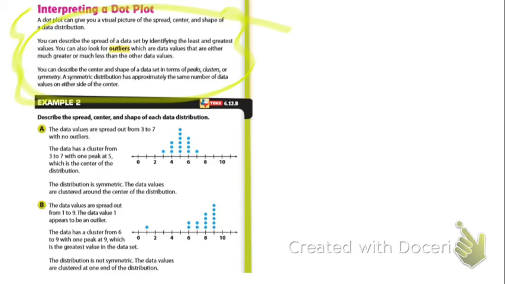The data has a cluster from 6 to 9 with one peak at 9, which is the greatest value in the data set. The distribution is not symmetric. The data values are clustered at one end of the distribution. And they're never going to have you describe it. They're going to have you go through different answer choices in which they're describing the data presented, and you have to choose the best one.